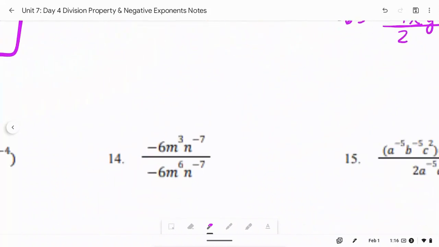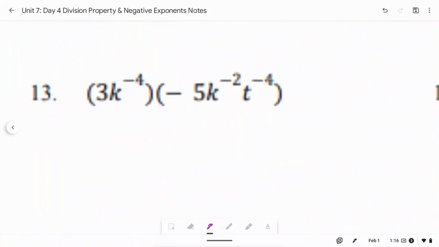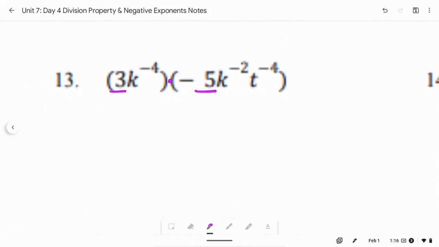All right, we got 3 more examples left to go. Example 13 is a multiplication problem. So we're going to multiply the coefficients. 3 times negative 5 is negative 15. And then add the exponents. So for the k's, I would do negative 4 plus negative 2. I get k to the negative 6th power.